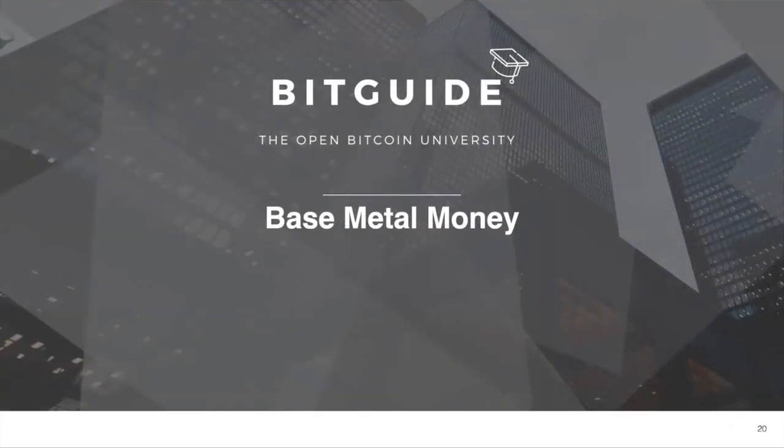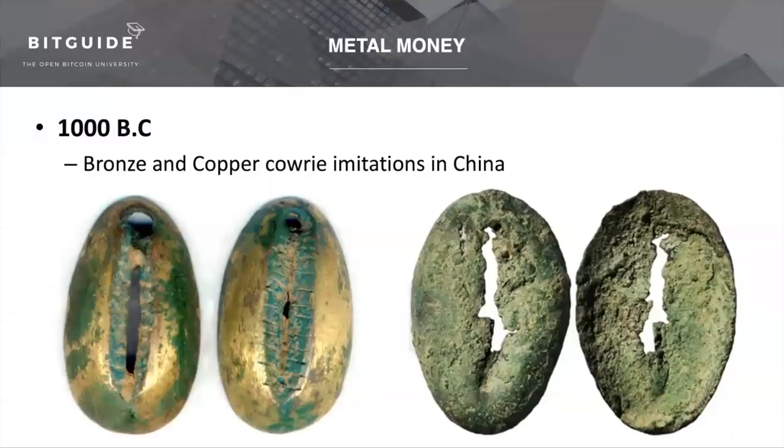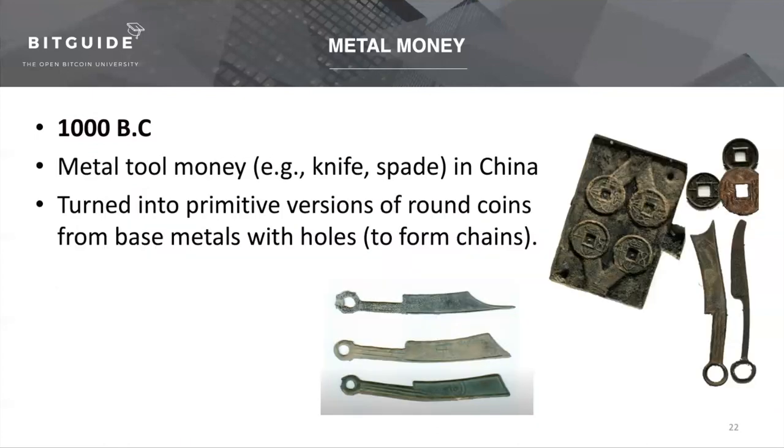As we move forward in history, we start to realize people gravitated towards the use of base metals as money. So these could include bronze and copper forms. Around 1000 BC, we start to find bronze and copper cowrie imitations in China. These cowrie imitations later evolved into tools, like knives and spades made out of these base metals.